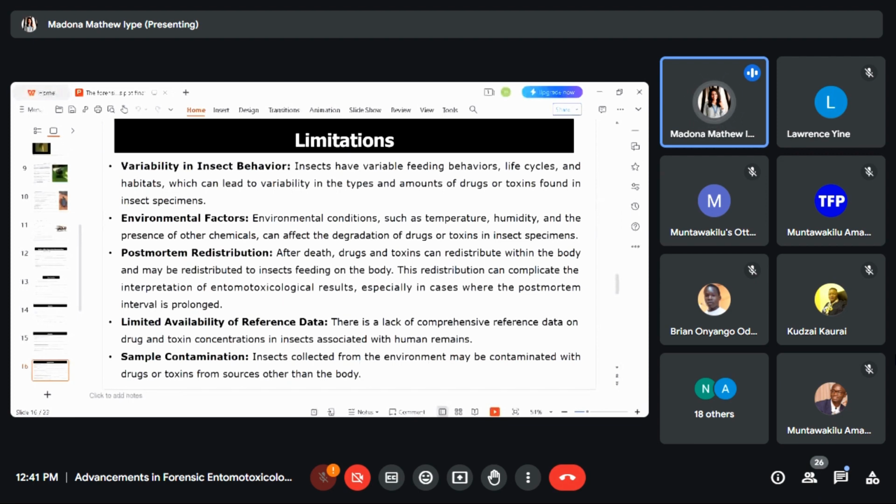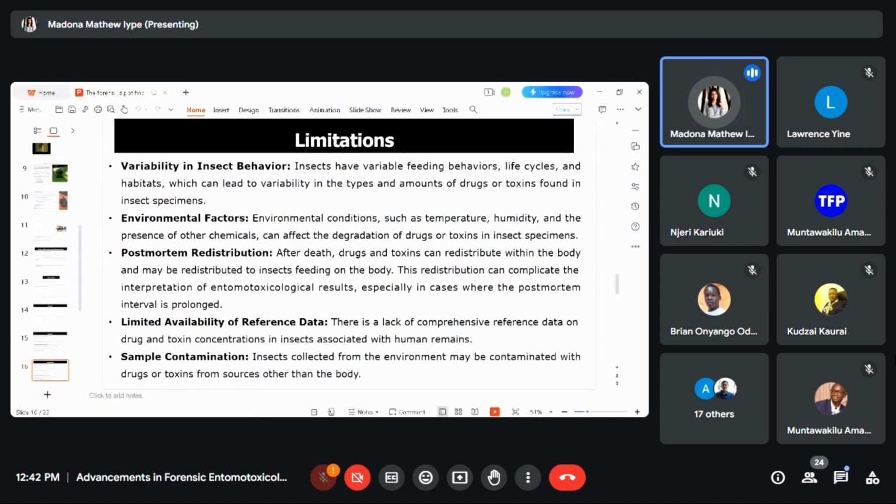After the death, after the human body has entered the post-mortem stage, the drugs and the toxins can redistribute within the body and may be redistributed to insects also. It can happen both ways. It can be in the human body, it can get redistributed in the fauna body as well. So this can complicate the interpretation of entomological results, especially in cases where the post-mortem interval has been prolonged.